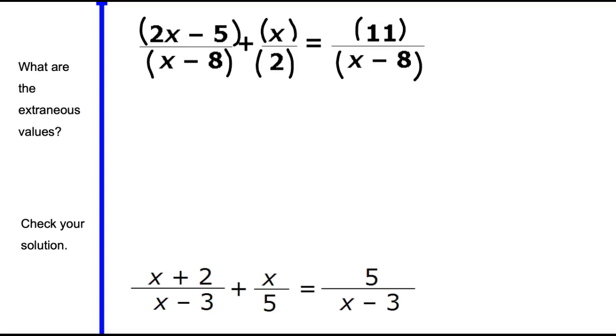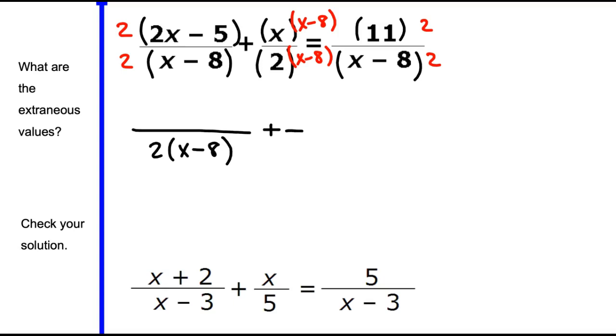Can I factor x minus 8? Really? No. What about 2? Not really. So there's no common factors. So the common denominator, or least common multiple, is going to be the product of those. So I'm going to multiply this one by 2 over 2, this one by x minus 8 over x minus 8, and this last one here by 2 over 2. And so the common denominator then is going to be 2 times x minus 8. And then I do have to multiply the numerator stuff out.